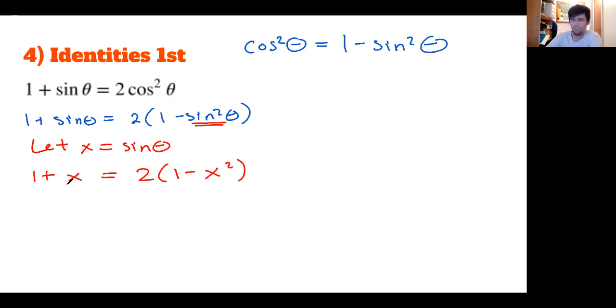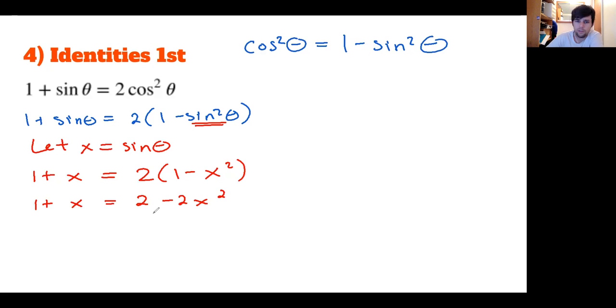Okay, this is looking a little bit easier to manage. Pretty simple algebraic equation. We're going to have a quadratic on our hands, but nothing that we can't handle. So let's go ahead and go through solving this. We want to distribute over here.